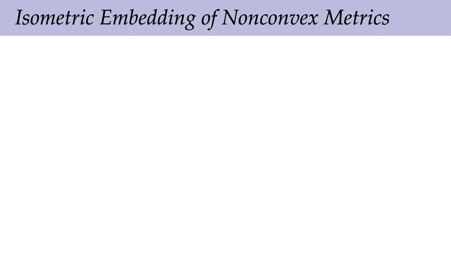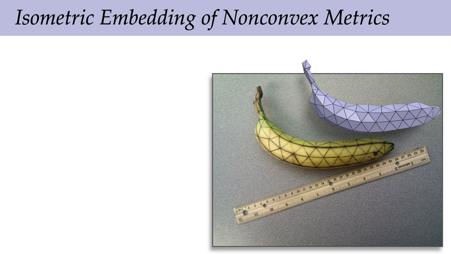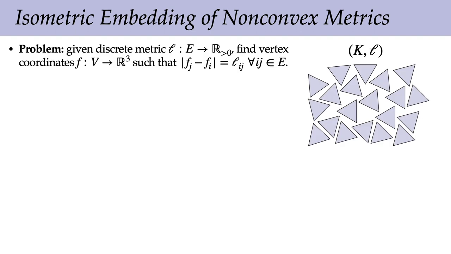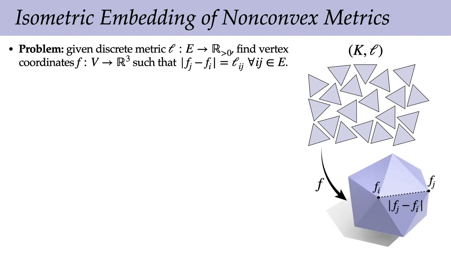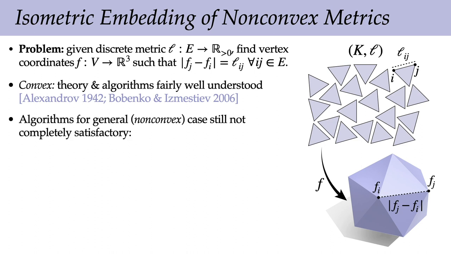So one very basic question, in fact, the very first question about intrinsic triangulations raised by Alexandrov in the early 20th century, is how to go the other direction from an intrinsic description back to an extrinsic one. So I really want to be able to go out in the world and take measurements only of length and recover the exact geometry. A more precise description of this problem is, given a discrete metric, find vertex positions f in R^3 or R^n that realize this metric, right? So the distance between these vertex positions should equal the given edge lengths. In the convex case, this turns out to always be possible, as shown by Alexandrov, and there's even a nice algorithm by Bobenko and Izmestiev based on minimizing a convex energy. But algorithms for the general non-convex case are still not completely satisfactory.